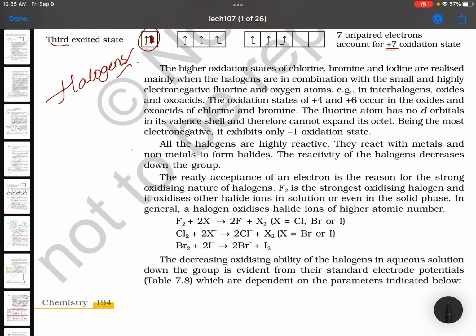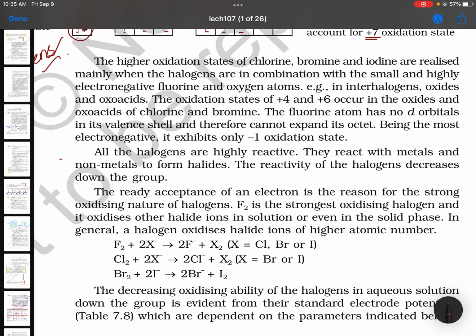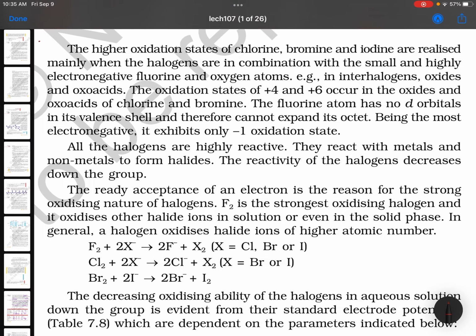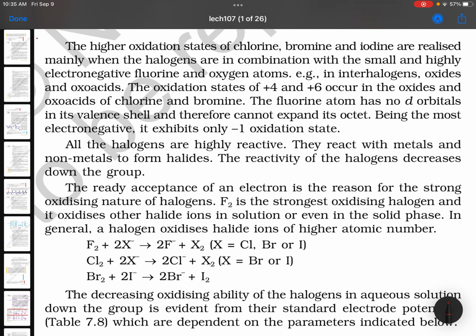The higher oxidation states of chlorine, bromine, and iodine are realized mainly when the halogens are in combination with small and highly electronegative atoms, as I was showing you now. That is in interhalogens, oxides, and oxyacids. Otherwise, only lower states are possible. The oxidation states of +4 and +6 occur in the oxides and oxoacids of chlorine and bromine, like Cl2O6 or BrO3. You can expect +6 oxidation state.